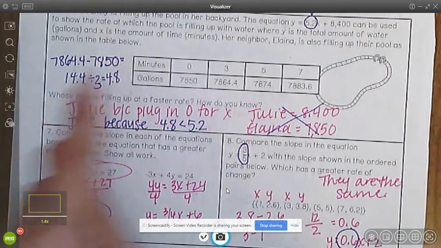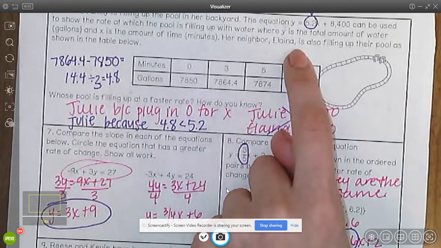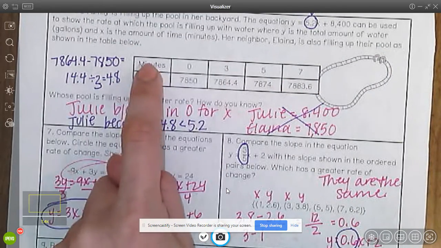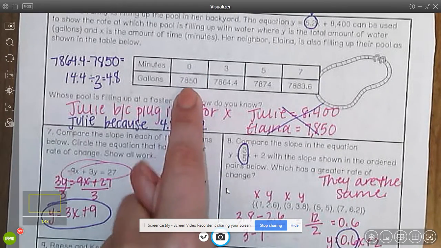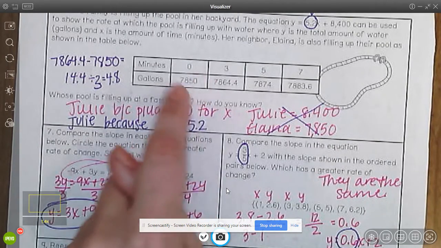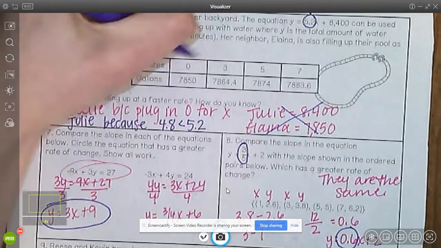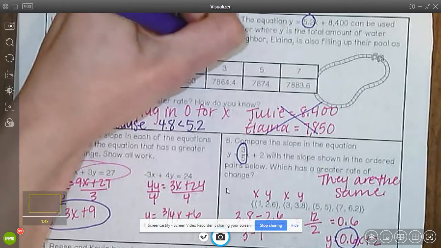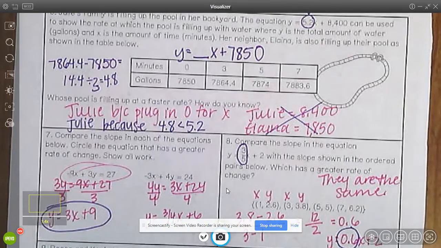Now, for her neighbor, Elena, she's also filling up their pool as shown in the table below. If you read the table, you see that after 0 minutes of filling, there's 7,850 gallons in the pool. That is the starting value. If I were to write an equation, it would look like y equals, I'll put my m value in a moment, x plus 7,850. Okay, and so now I just need to find the rate.